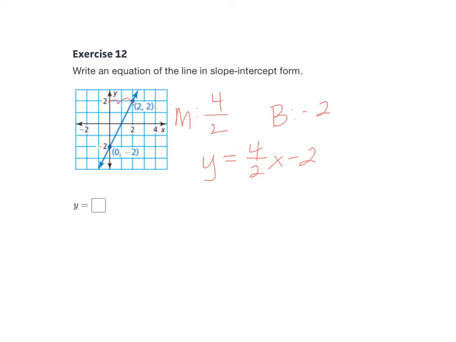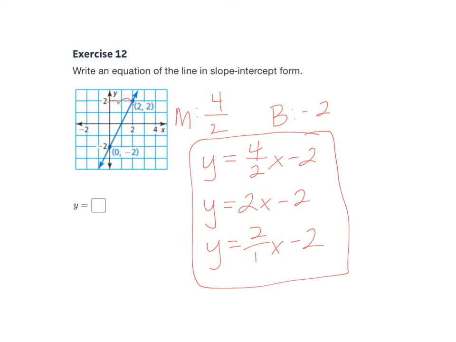They simplified this. But you should have been able to leave it like this, and it should have been fine. But they simplified it for the correct answer on Big Ideas. They wanted y equals 2x minus 2, or y equals 2 over 1x minus 2. All of these are perfectly fine, and if you did this on a test or a quiz, you'd get full credit.